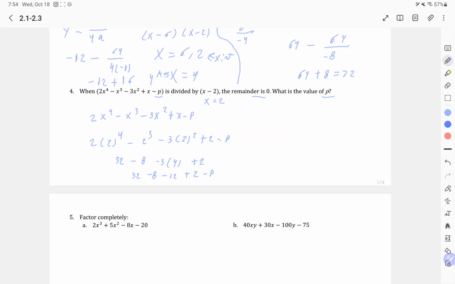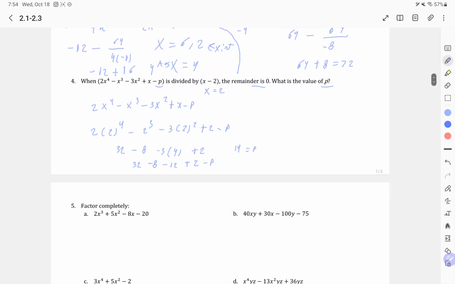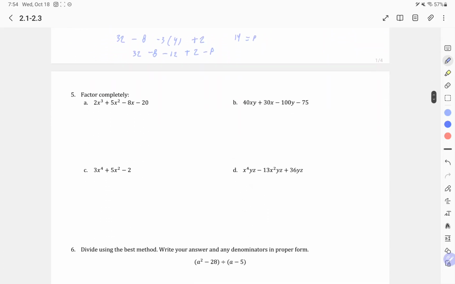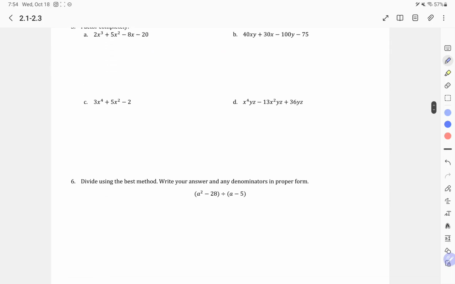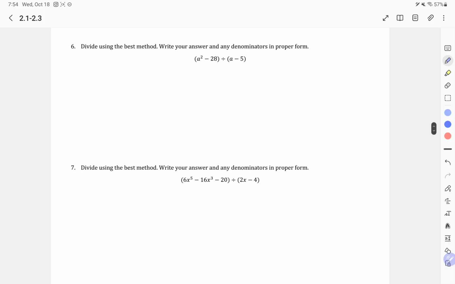Oh my god, my brain. Okay, yes, essentially all of this is simplified into 14 equals p. We have our answer. Very nice, because we brought p to the other side, so it's not negative. All right, factoring. I will get back to this because my brain completely hanged during the exam. I will come back to this very shortly.